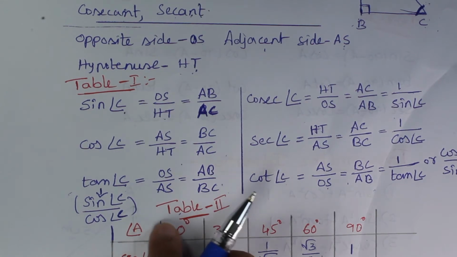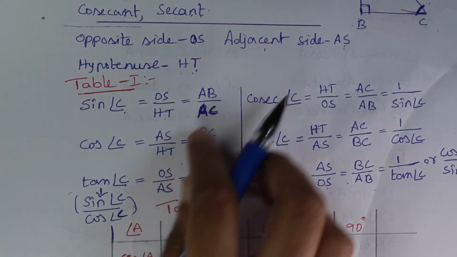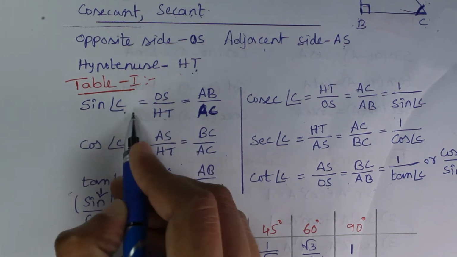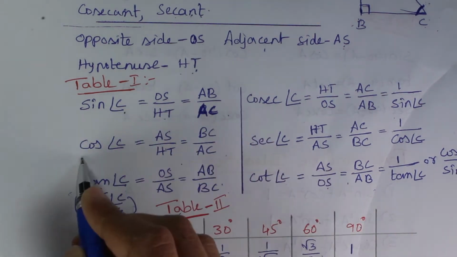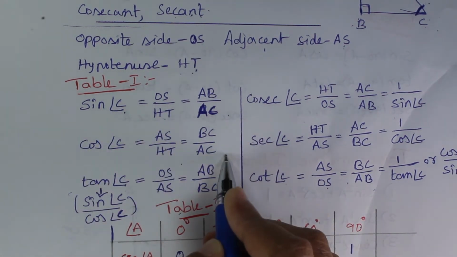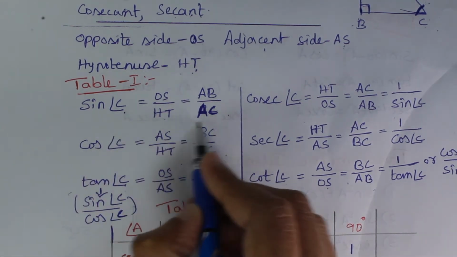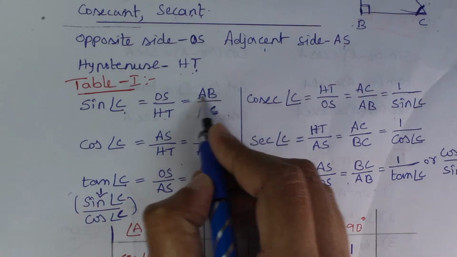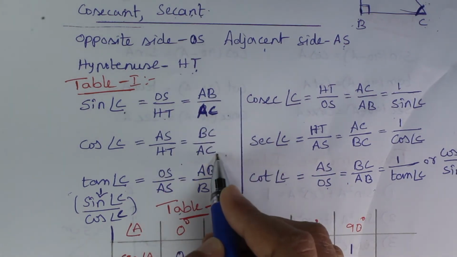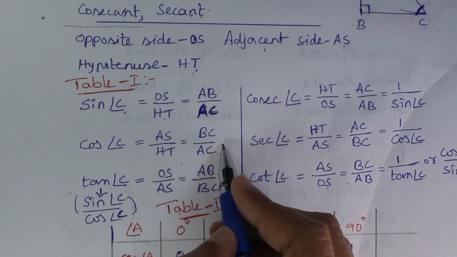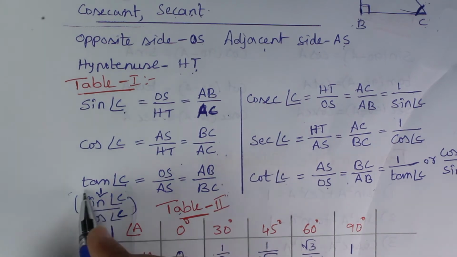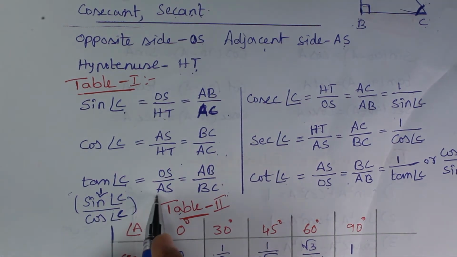Why is tan C sine C by cos C? If you look at this table, what is sine C? AB by AC. What is cos C? BC by AC. And tan C is AB by BC. If we divide sine C by cos C, it will be AB by AC divided by BC by AC. It will be AB by BC, which is same as the tan C. That's why we can write tan C also as sine C by cos C.